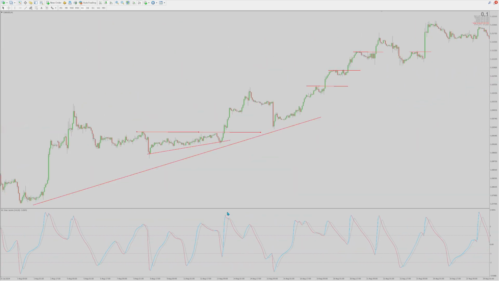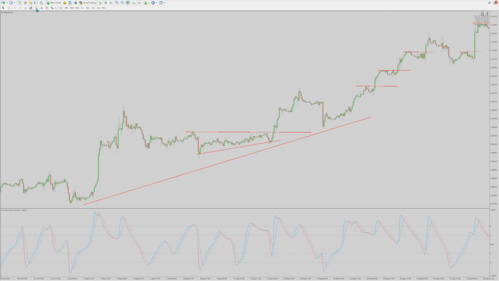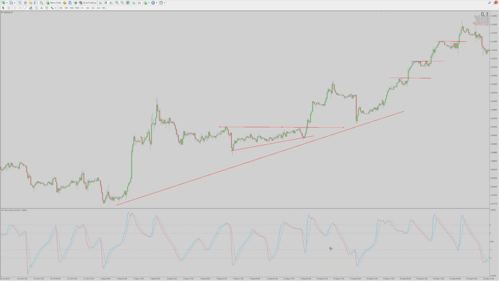Let me just say one thing before I forget. You see, with this uptrend, don't forget as well what I was mentioning about the divergence. So we had bullish divergence here, higher lows, and it coincided nicely with the market moving upwards there.